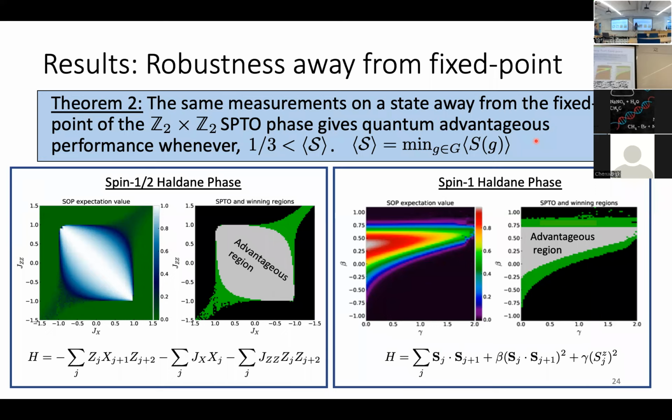Similarly, we can do the same thing for the spin 1 Haldane phase, right? If I hit it with this RG procedure, as Robert said, we should just approach the cluster state, but expressed in terms of these.